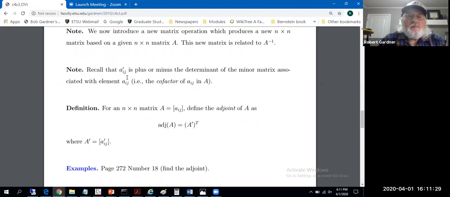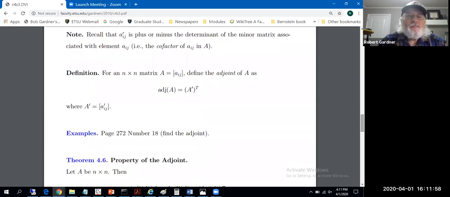All right, recall these little primed A sub ij's. A sub ij prime was a cofactor of a matrix A from the last section or two. It was plus or minus the determinant of the minor matrix associated with the element A sub ij. It was -1 to the i plus j times the determinant of the minor matrix, capital A sub ij. We did extensive amounts of that stuff. Well, you're going to get a little more practice with that.